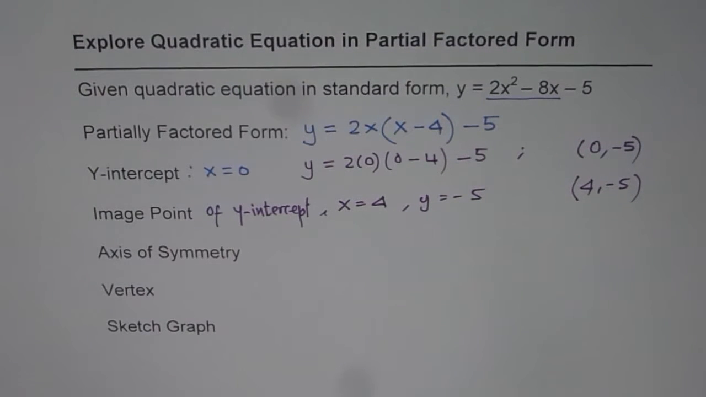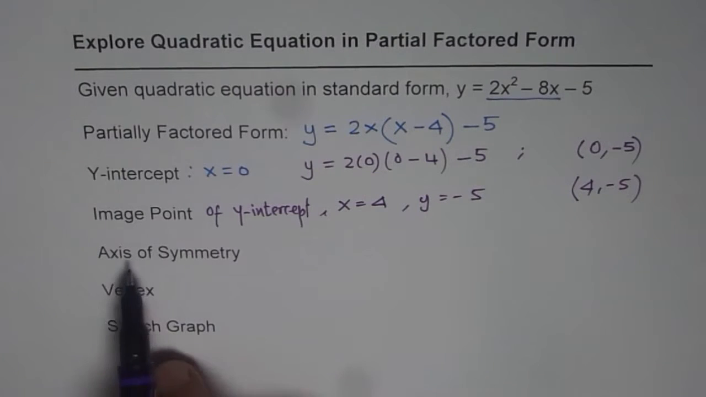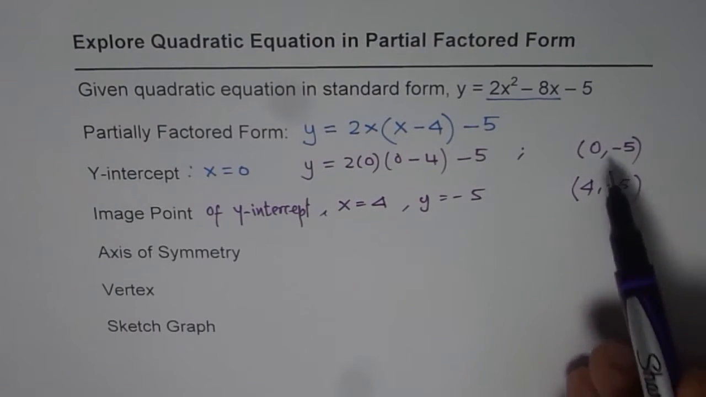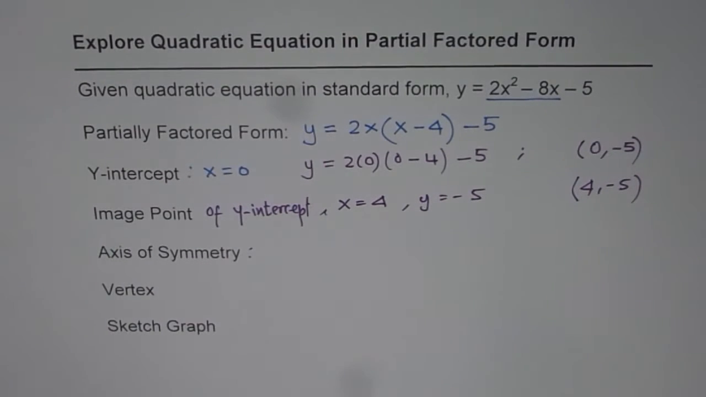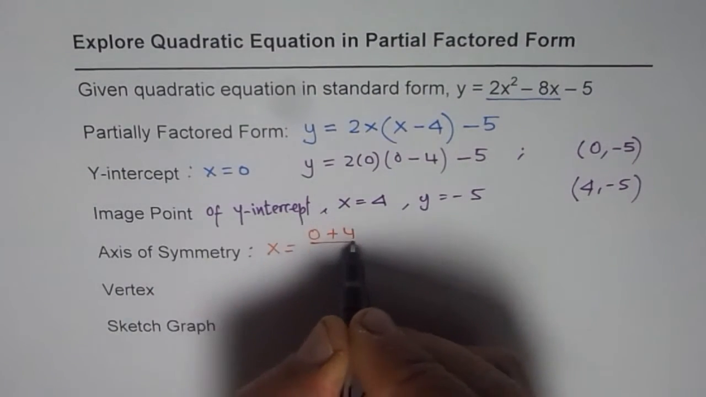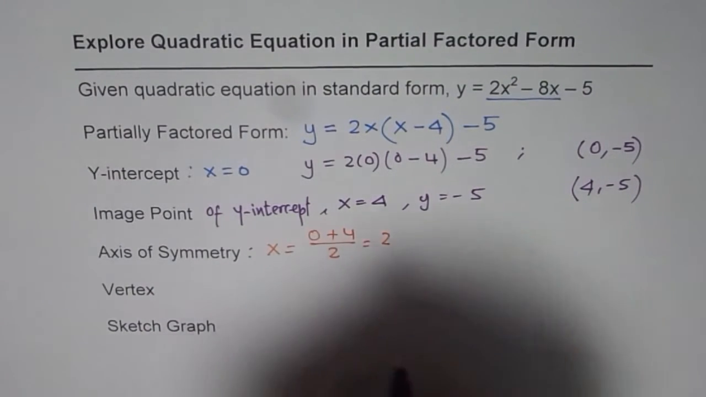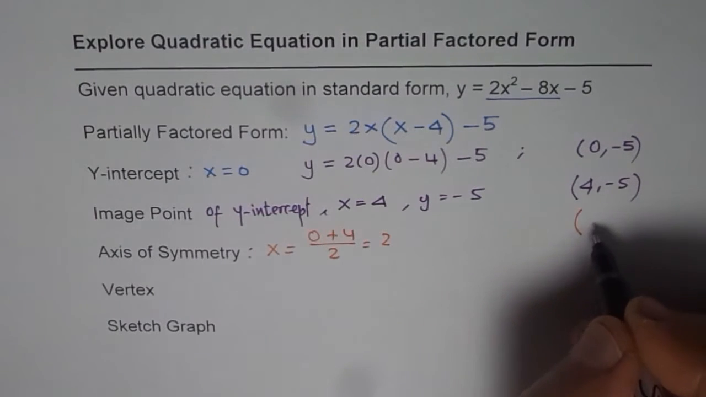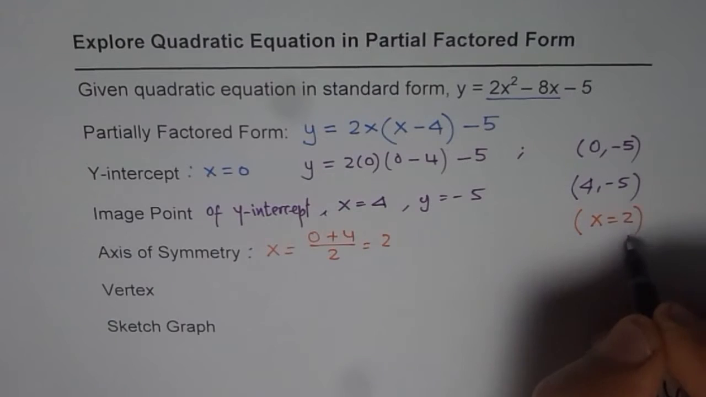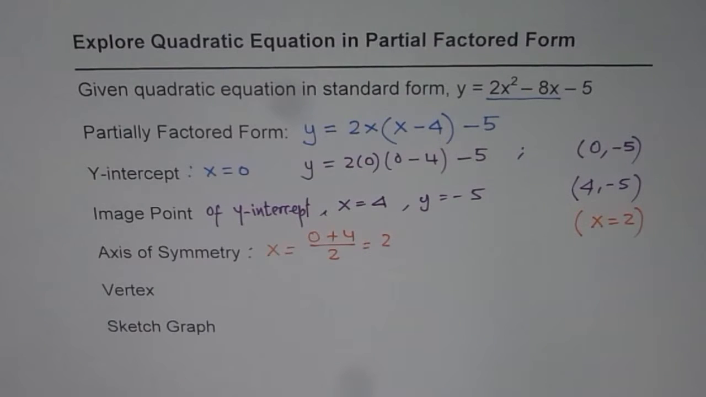Correct? Now the question is of finding the axis of symmetry. It has to be midway between these two, right? So midway between these two means what? It means that x value is equal to 0 plus 4 divided by 2, which is 2. So the axis of symmetry for us is x equals 2, right? So that is the axis of symmetry.